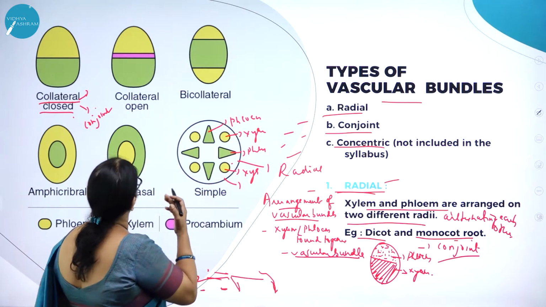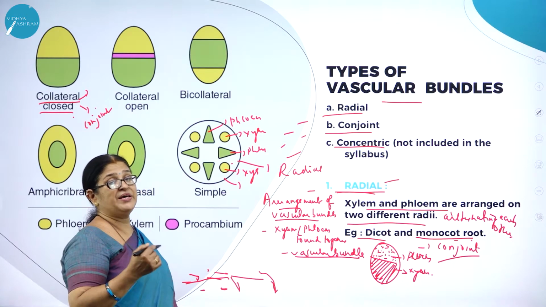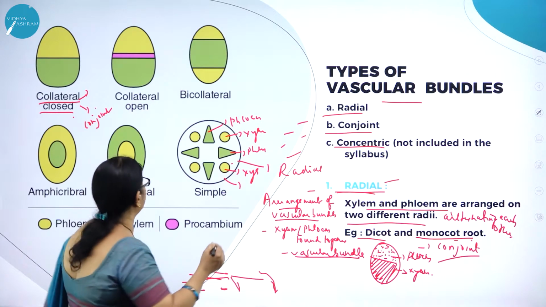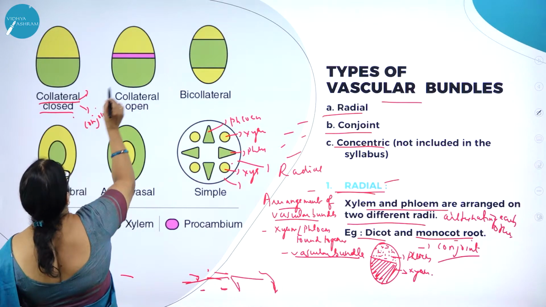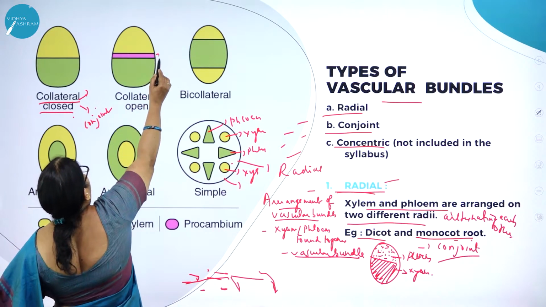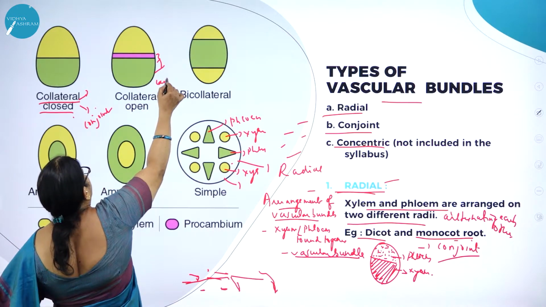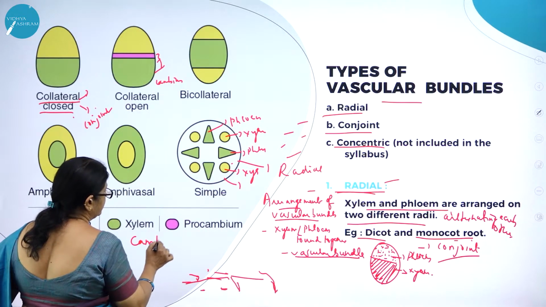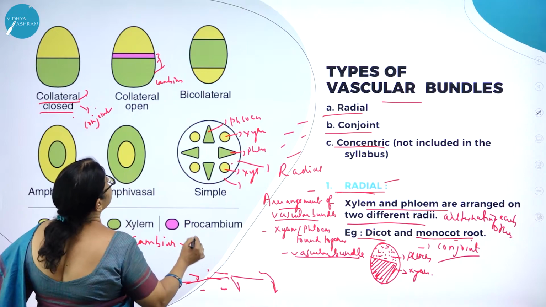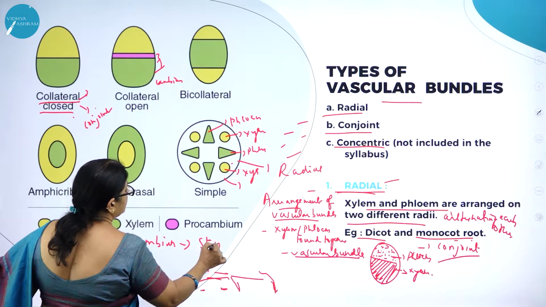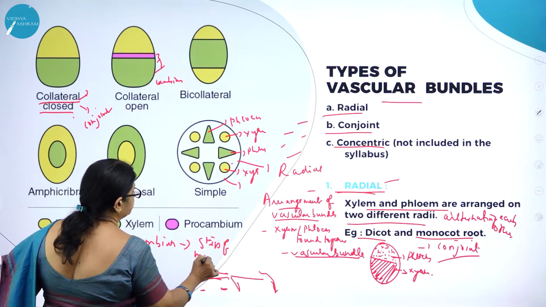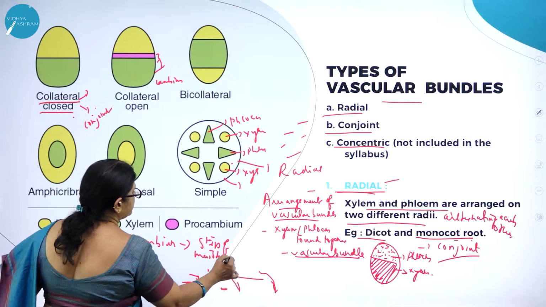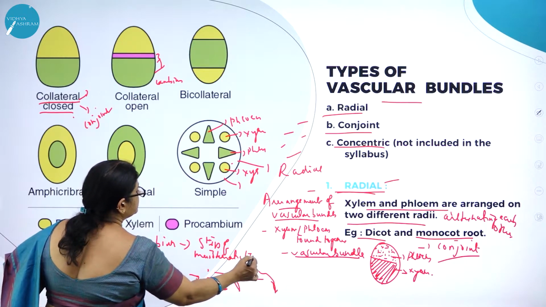Why is it called closed? There is no meristematic tissue, no cambium. Here, absence of cambium. You can see this. This is called cambium. What is cambium? Cambium is a strip of meristematic tissue.